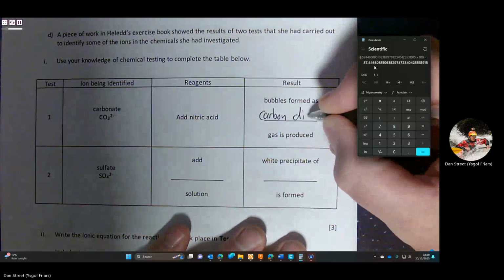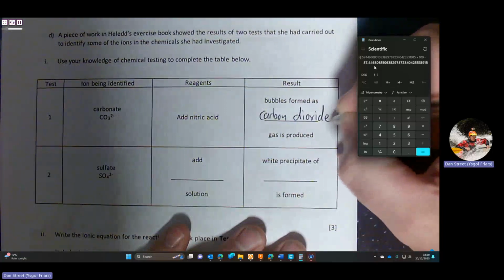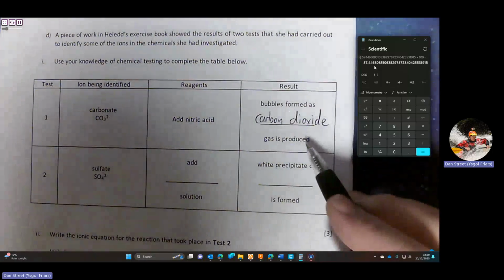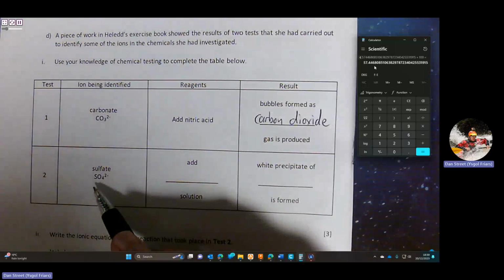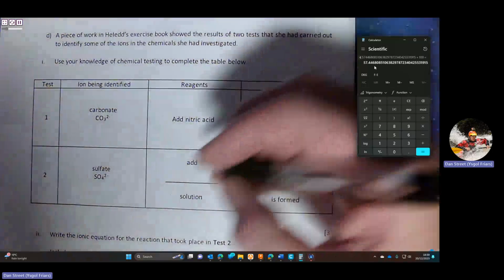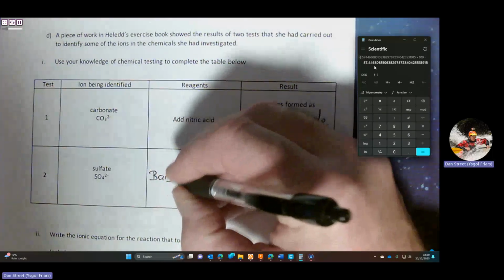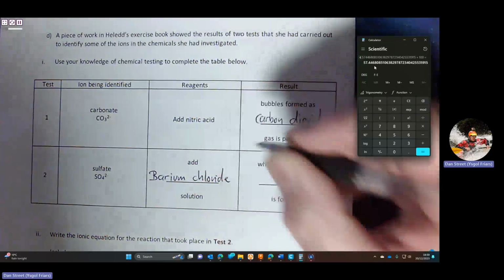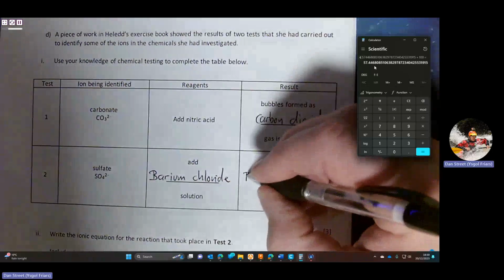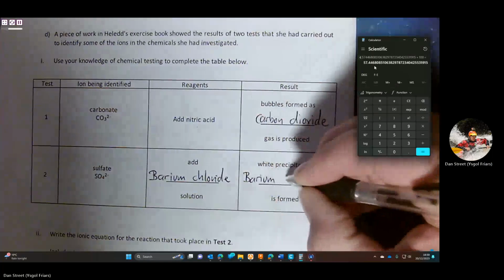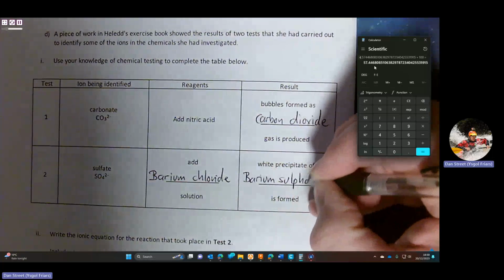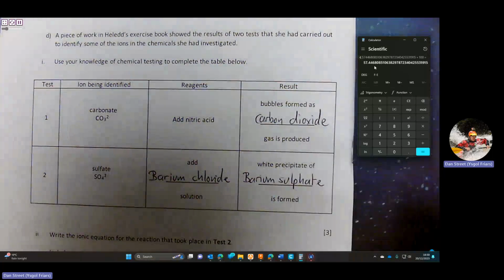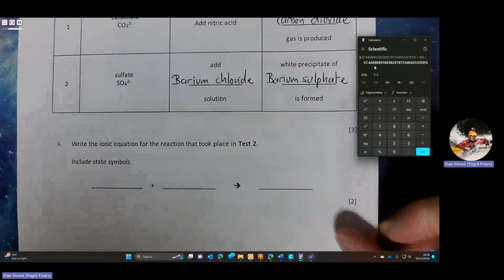It doesn't say explicitly, but the name would be desirable, although the formula would also get you the answer. Now for the sulfate ion, it's a very specific test. We need to add barium chloride solution. When you add barium chloride solution, the barium reacts with the sulfate ion to make barium sulfate. These are both named tests in your specification, so you do need to know them. So barium sulfate is a white precipitate, so we can see that that's the indicator of the sulfate ion.